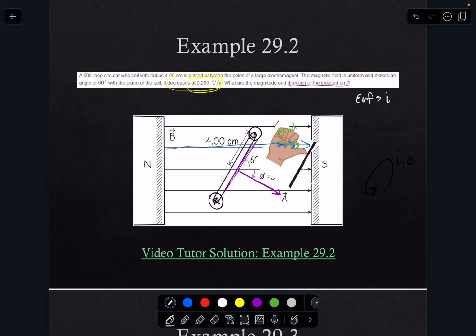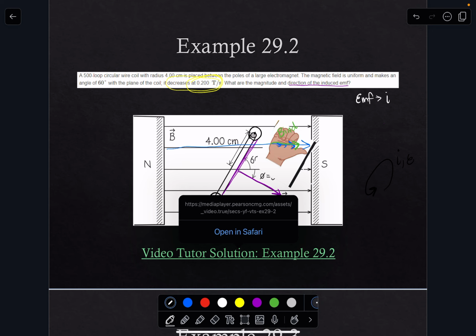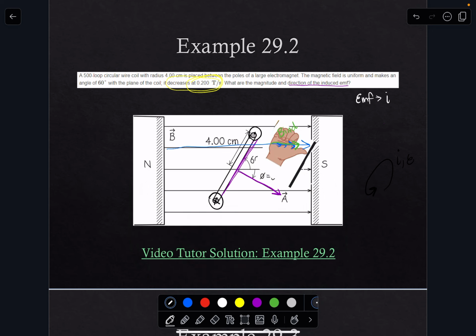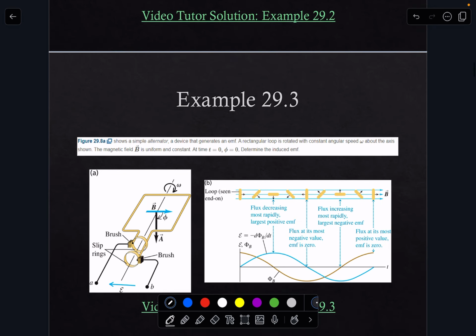Okay, and so if you go through the video tutor solution there, and go to the end, it'll explain that. So do this problem, do the magnitude, and see if you come up with the same direction as in the answer key for that.